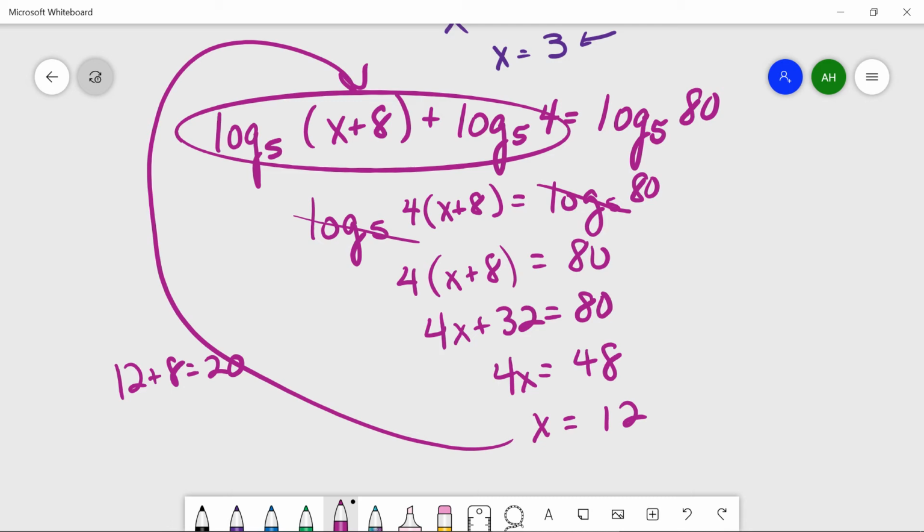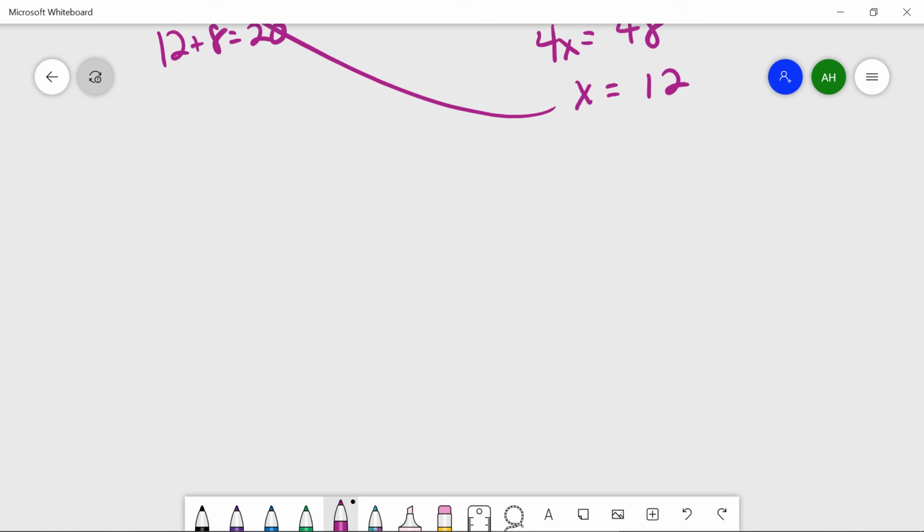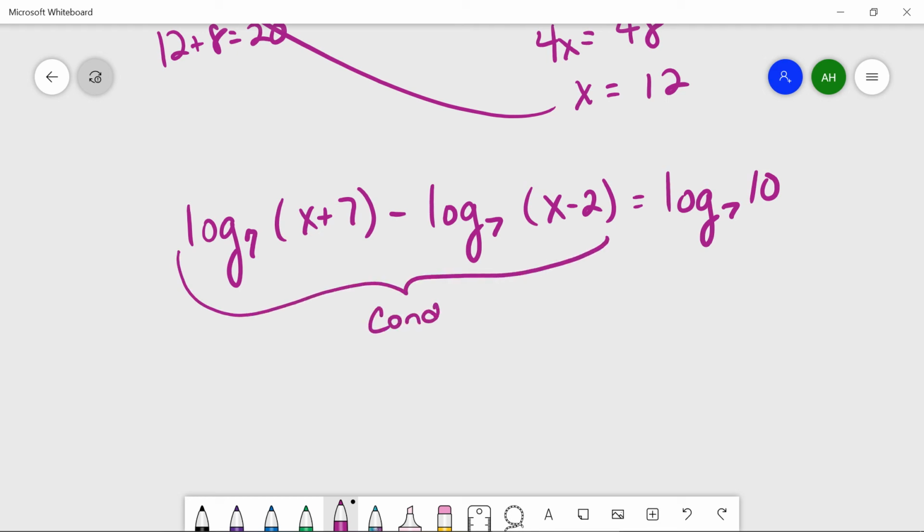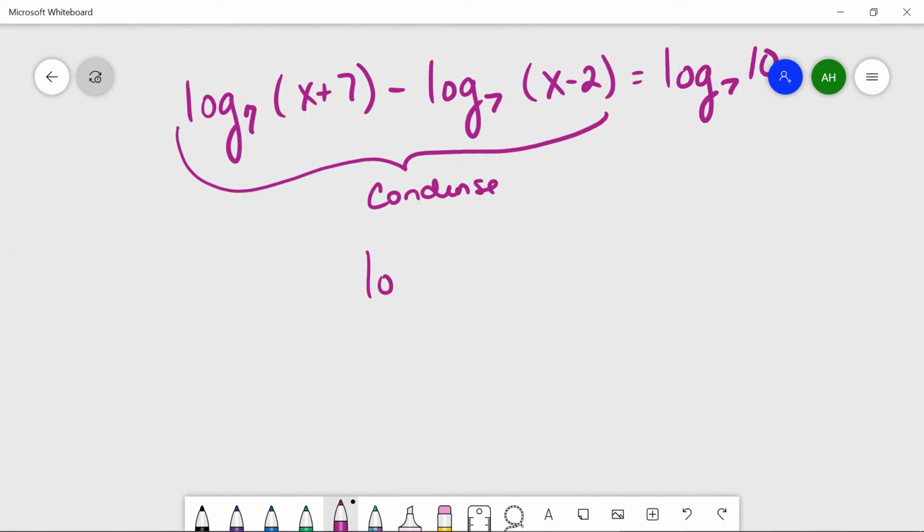Let's look at another one. If I have log base 7 of x plus 7 minus log base 7 of x minus 2 equals log base 7 of 10. We want to take this side over here and condense these. Remember, these are being subtracted, therefore I'm going to divide them. So I'm going to have log base 7 of x plus 7 over x minus 2.